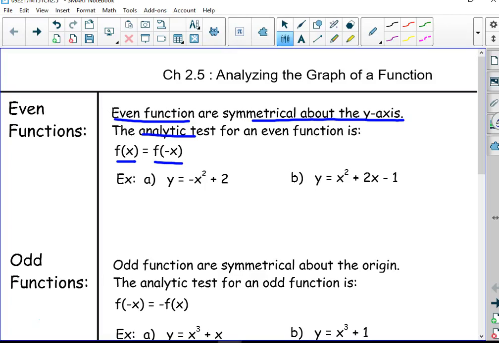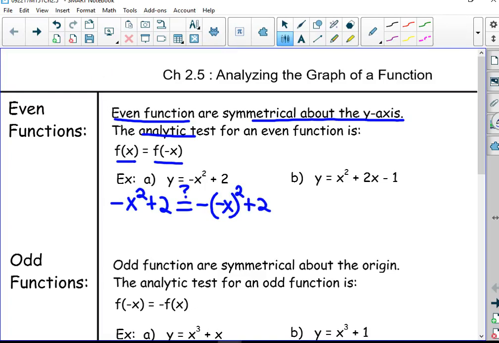And the way we do that is we take on one side of our equal sign, we just put f of x the way it's given to us. And we want to know if that's going to be equal to the same function with a negative x plugged in everywhere we have an x. So here's my negative x. I'm going to square that plus 2.